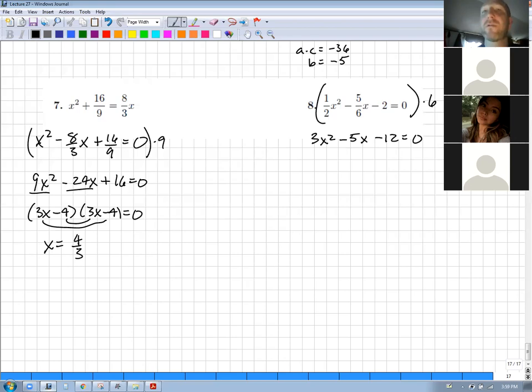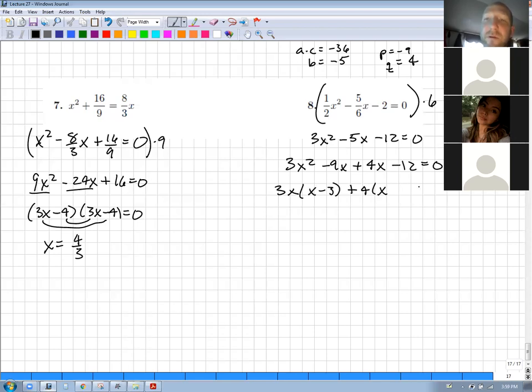What, 9 and 4? Negative 9 and positive 4, right? 9 times 4 is 36, isn't it? Yeah. So we can rewrite this as minus 9x plus 4x. So we could factor 3x out, factor 4 out. So we have 3x plus 4 times x minus 3. So either x is negative 4/3 or 3.